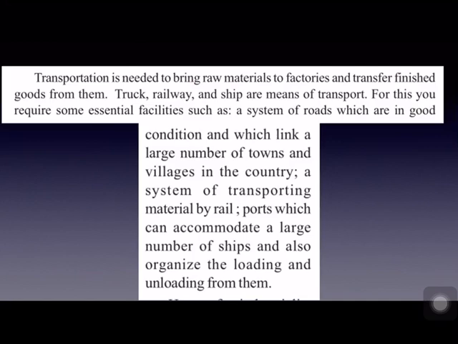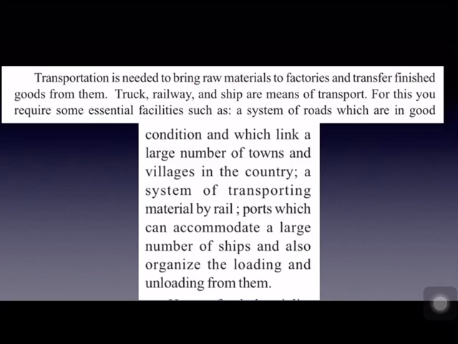And these raw materials are to be transported to factories from agricultural fields or mines, and also to transfer manufactured goods from factories. Once the manufacturing is over, these manufactured goods are to be transported from factories to the markets for sale. For this, transportation is needed. For transporting raw materials to the factories and also for transferring the manufactured goods to the market for sale, we need transportation. And trucks, railways, ships, these are different such means of transport.